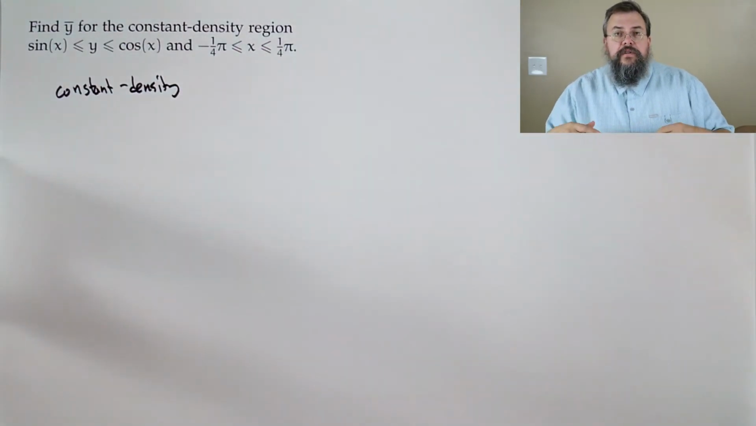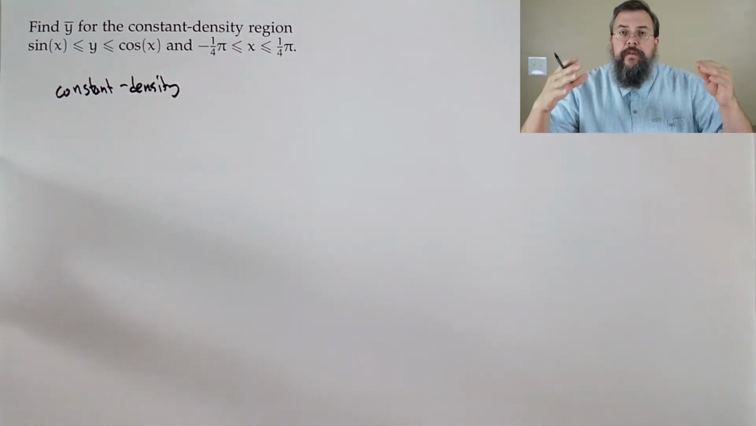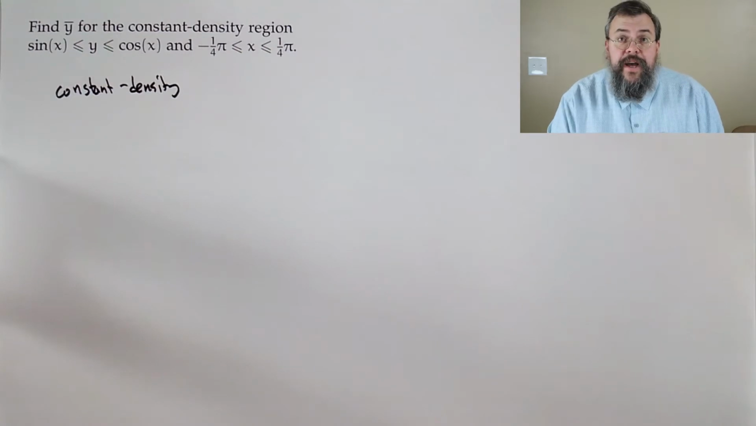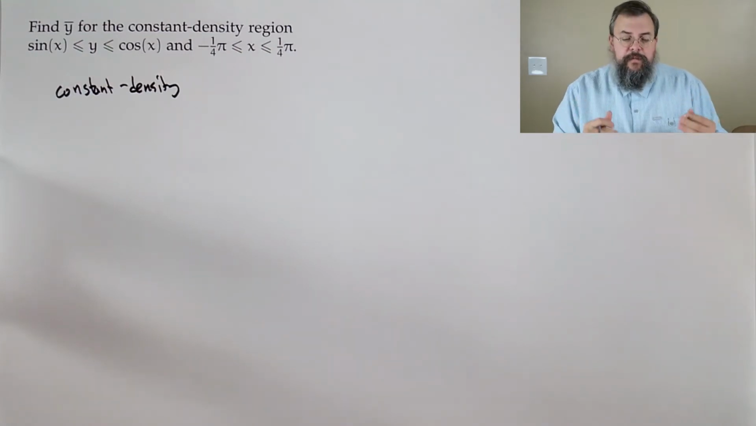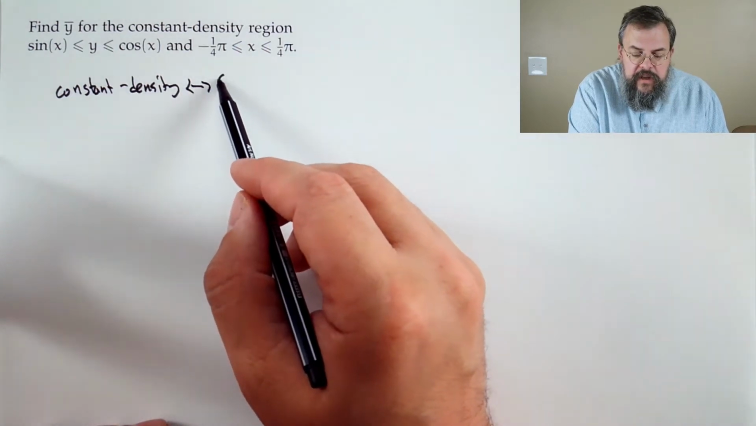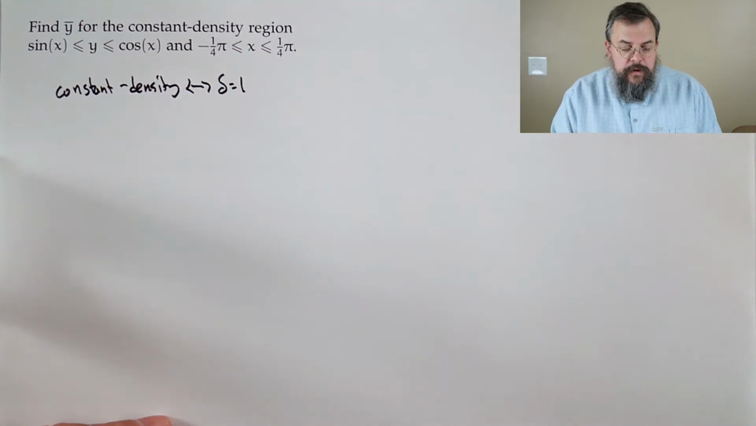Because if you just increase your density of a region, you scale the mass by the same amount. So if you double the density, you double the mass. But if you double the density, it doesn't change your center of mass. So that's why it doesn't really need to specify. As a rule of thumb, if they say constant density, just think the density is 1. It just makes it very simple to work with.